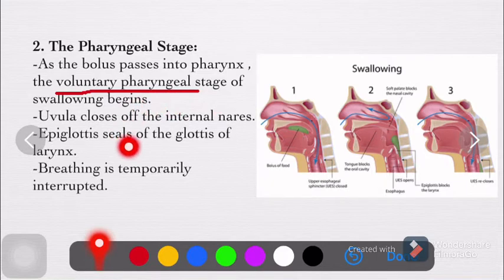Now what are the events which occur in the pharyngeal stage? Firstly, the uvula closes off the internal nares. The first and foremost thing occurring is that the uvula closes the internal nares. The epiglottis seals the glottis of the larynx. This we had read in the oral stage also. The cartilaginous flap covers the larynx and seals off the glottis of the larynx. Breathing is temporarily interrupted. It is not completely stopped, but for a fraction of a second it is interrupted.